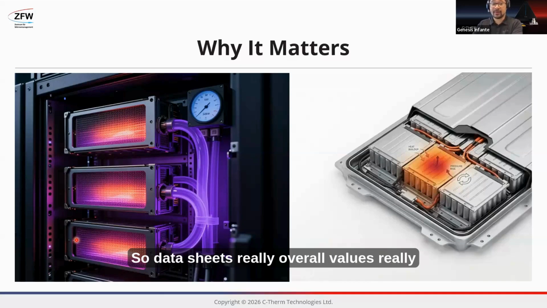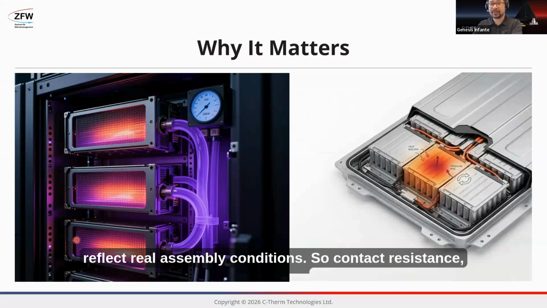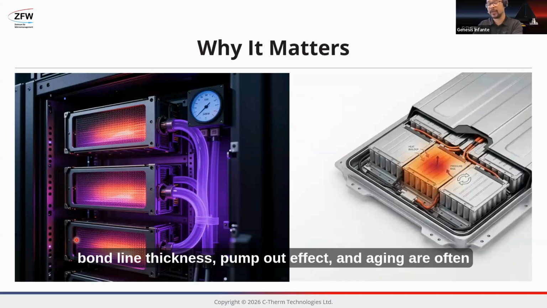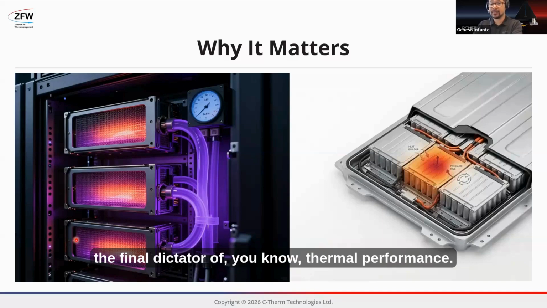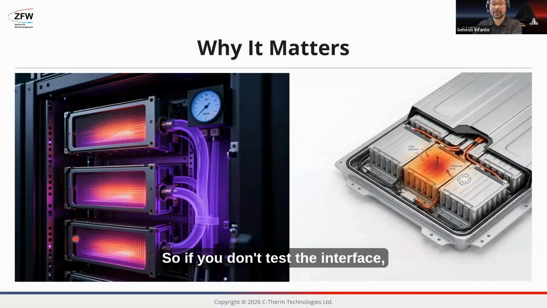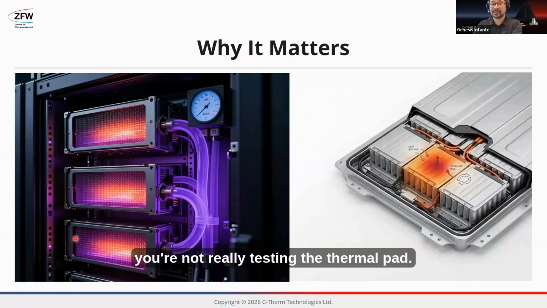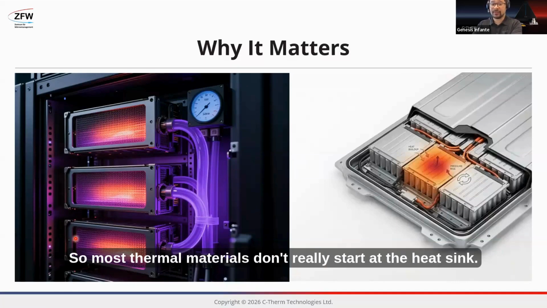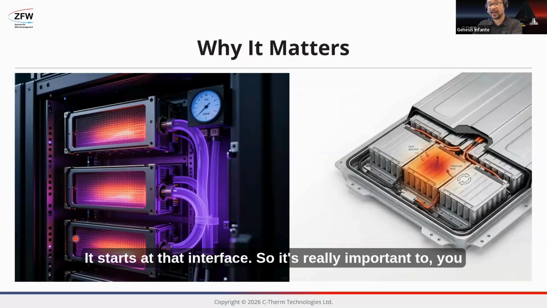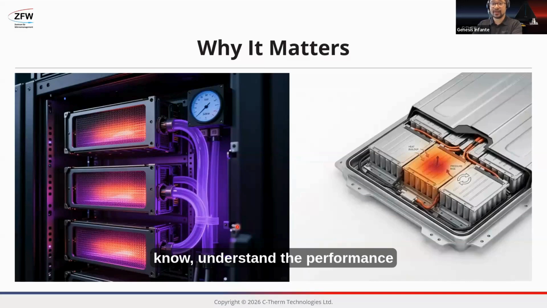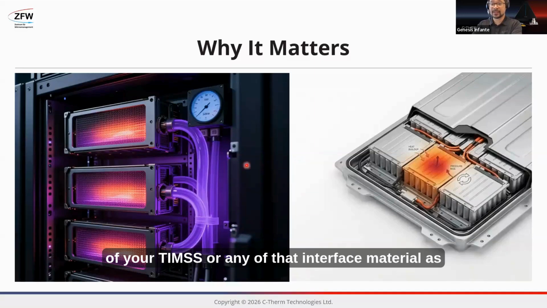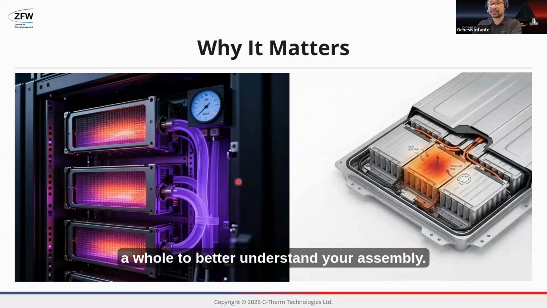So data sheet values rarely reflect real assembly conditions. Contact resistance, pressure, bond line thickness, pump out effect, and aging are often the final dictator of the thermal performance of the material. If you don't test the interface, you're not really testing the thermal pad. Most thermal failures don't really start at the heat sink. They start at that interface. So it's really important to understand the performance of your TIMs, or any of that interface material, to better understand your assembly as a whole.